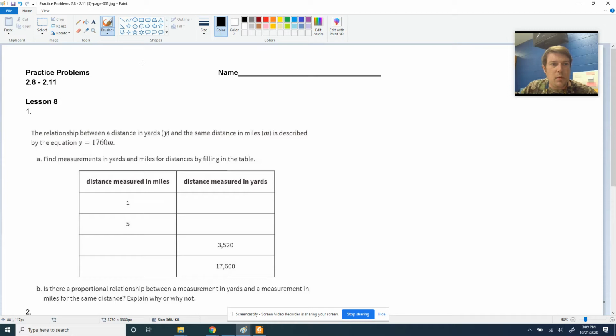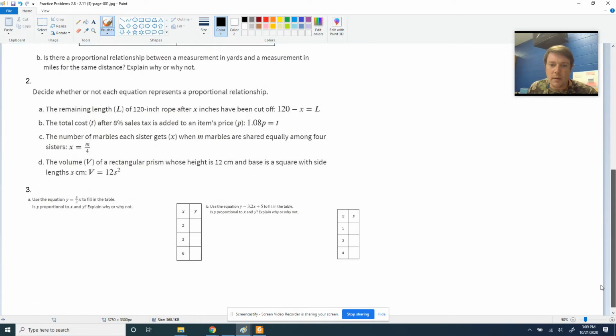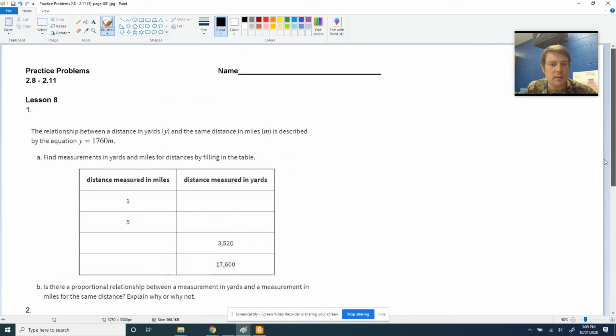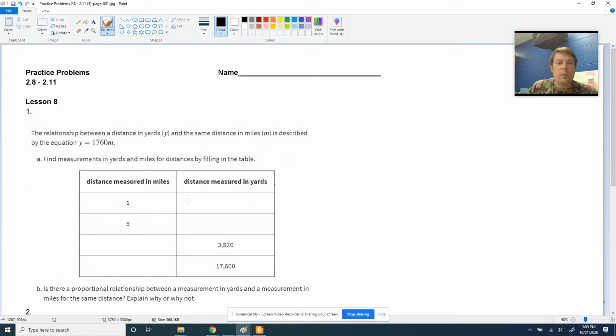Okay. Practice problems 2.8 through 2.11. We're going to start with lesson 8, what we did on Monday. So we're going to look at these 3 problems in this video. Problem number 1, the relationship between a distance in yards, y, and the same distance in miles, m, is described by the equation that we see here.